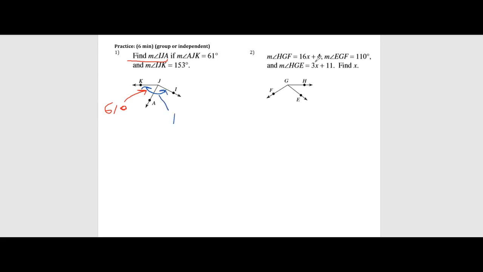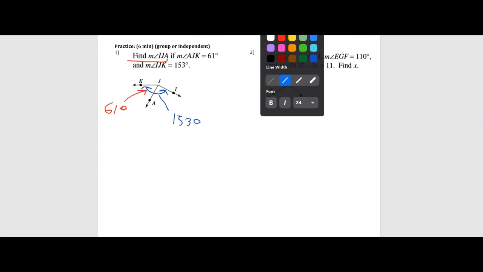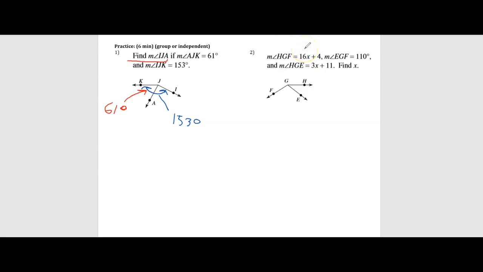That has a measurement of 153 degrees. We need to find IJA, so I'm going to put that in light green. We need to find the measurement of this angle. So again, this is kind of where different colored pencils or pens or even crayons can help you when you're trying to put a bunch of different things into one diagram.